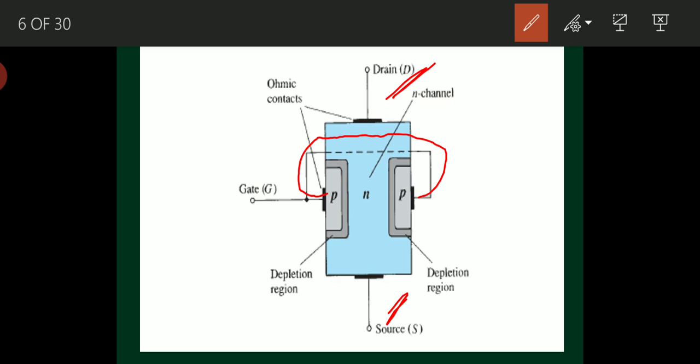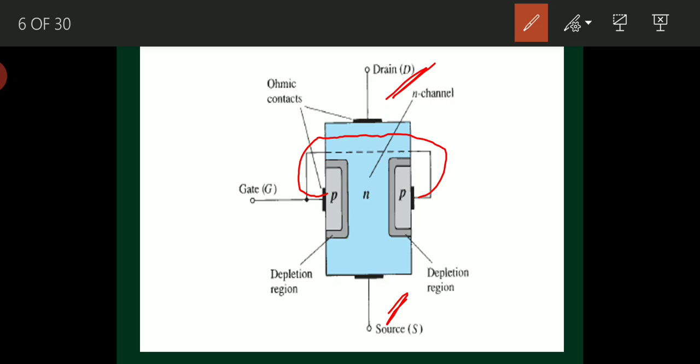The two p-type semiconductor materials are connected together to a gate terminal. The drain and source are connected to the ends of the n-type channel, and the gate to the two layers of p-type material. Actually it is a single p-type layer, but in this diagram, as it is a longitudinal cut section, you can see it as two p-type semiconductor layers, right?